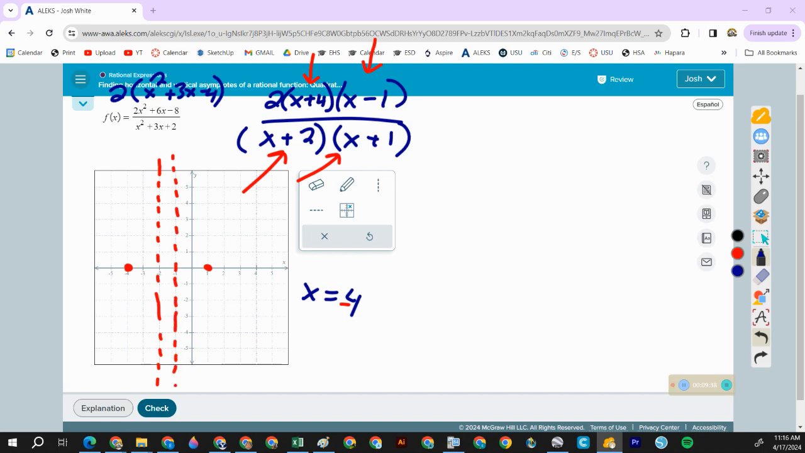Okay. And then what does this tell me? The horizontal asymptote is at 2. The bottom and the top are the same strength, so I divide the leading coefficients. So I have an HA at 2. Okay. And what does this tell me? When x is 0, it's the y-intercept. So the y-intercept is at -4.